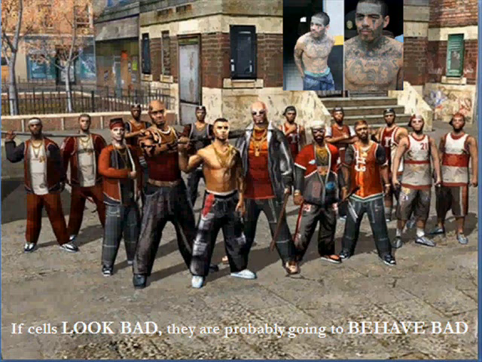You see these guys here? They look pretty bad, don't they? You could look at a bunch of guys like this in your neighborhood and say, you know what? These guys look pretty bad. I think they're going to behave bad as well.